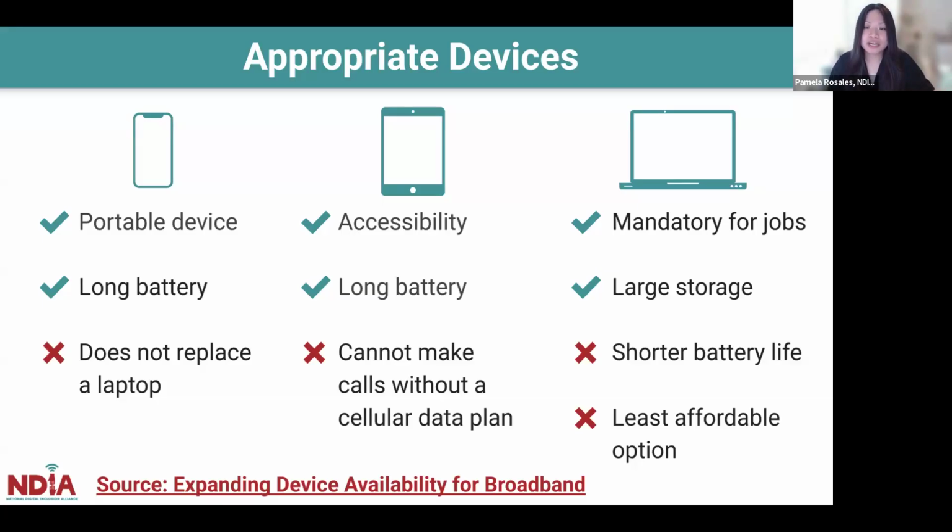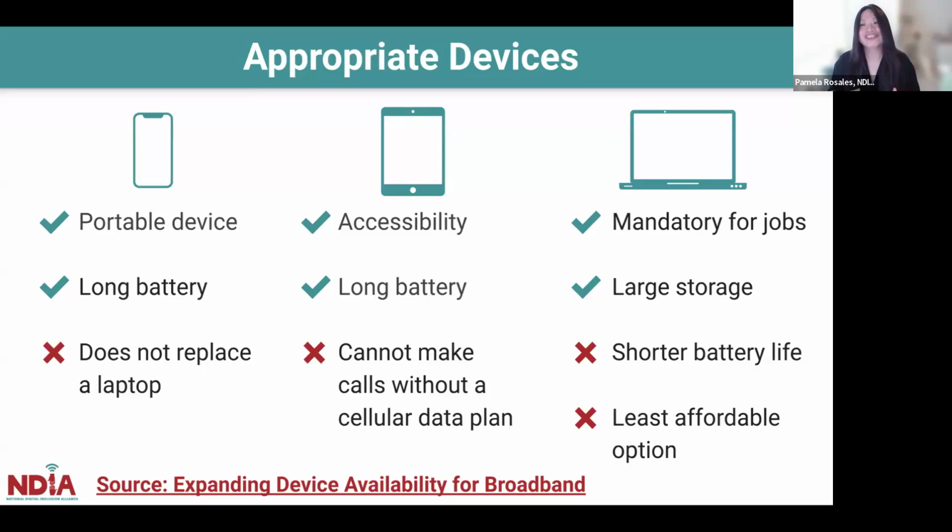And then a laptop. If your community member is looking for a device where they can work from home, this is most likely the device that they will need. There are large storage files. It does have a shorter battery life, and affordability wise, out of the three, they are the most expensive.